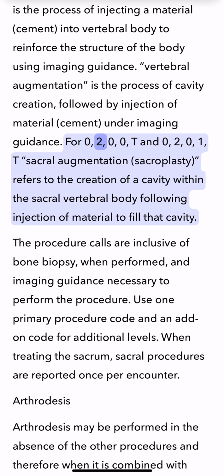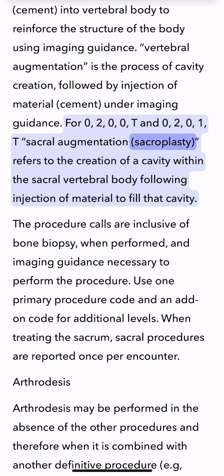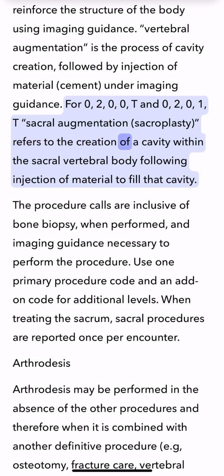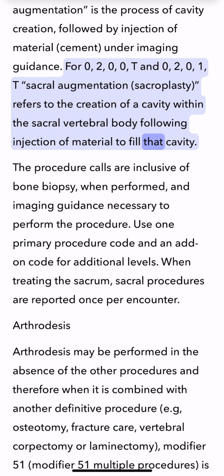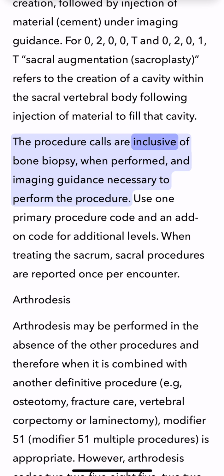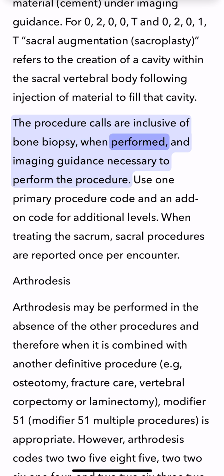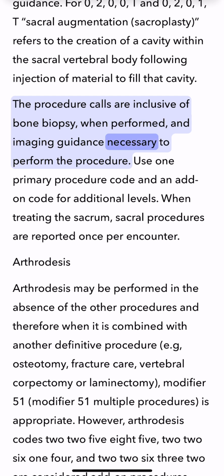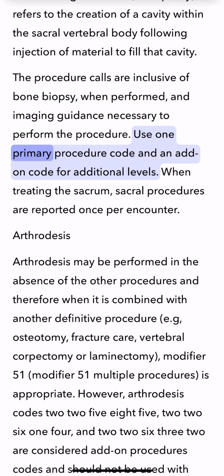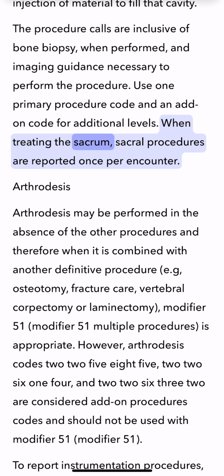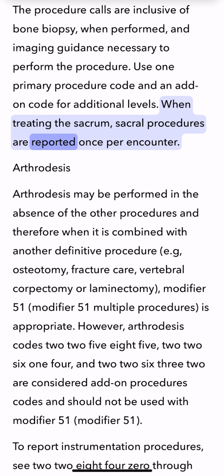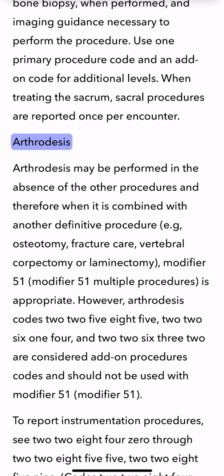For 0200T and 0201T, sacral augmentation, sacroplasty, refers to the creation of a cavity within the sacral vertebral body followed by injection of material to fill that cavity. The procedure codes are inclusive of bone biopsy, when performed, and imaging guidance necessary to perform the procedure. Use one primary procedure code and an add-on code for additional levels. When treating the sacrum, sacral procedures are reported once per encounter. Arthrodesis.